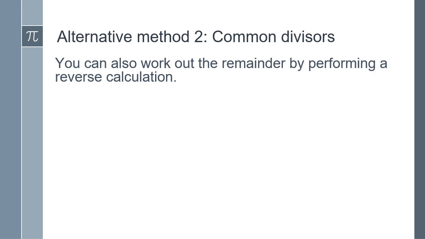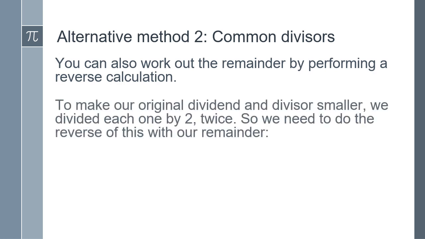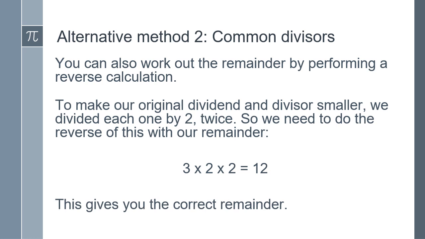you can also work out the remainder by performing a reverse calculation. To make our original dividend and divisor smaller, we divided each one by 2 twice, so we need to do the reverse of this with our remainder. So the remainder we had was 3, so we multiply 3 by 2 twice. So 3 times 2 times 2 gives us 12, and that gives us the correct remainder.